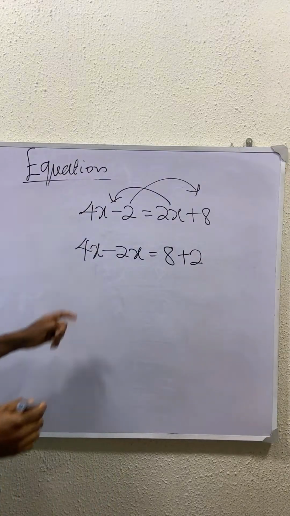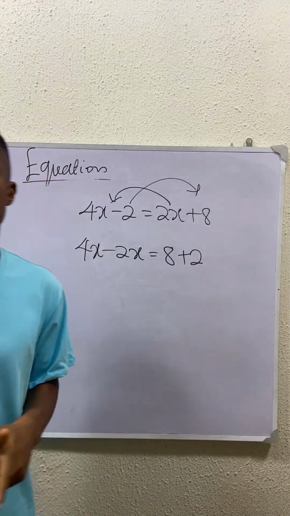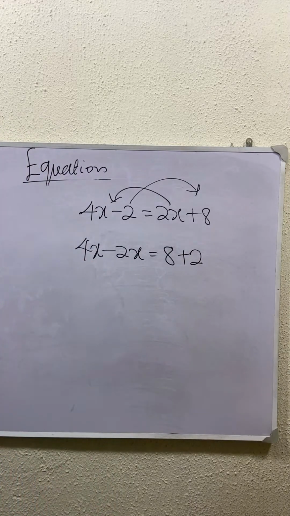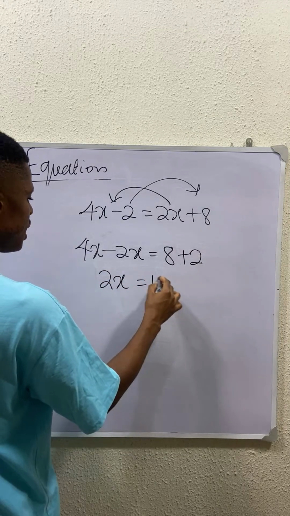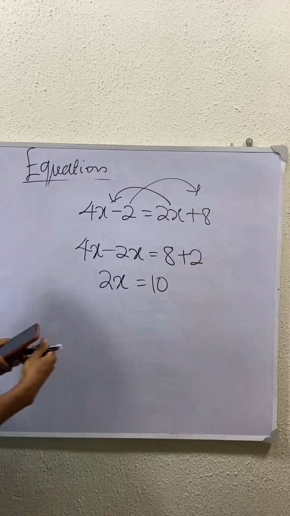Okay? So what do we get? 4x minus 2x is what? You have it as 2x. And that's equals to 10. 8 plus 2 is 10.